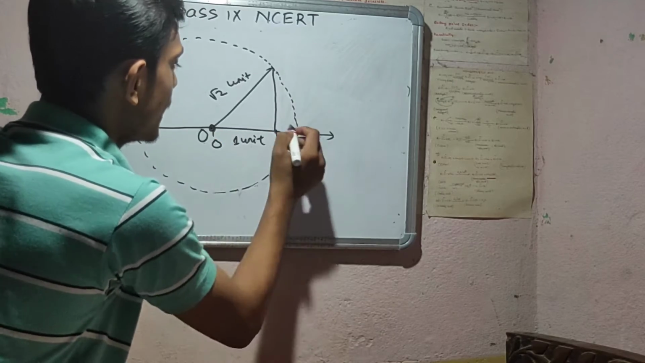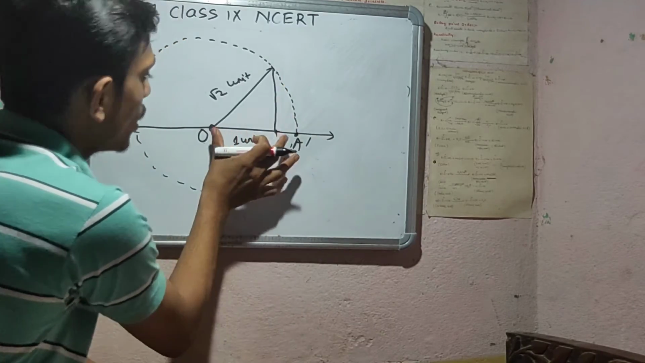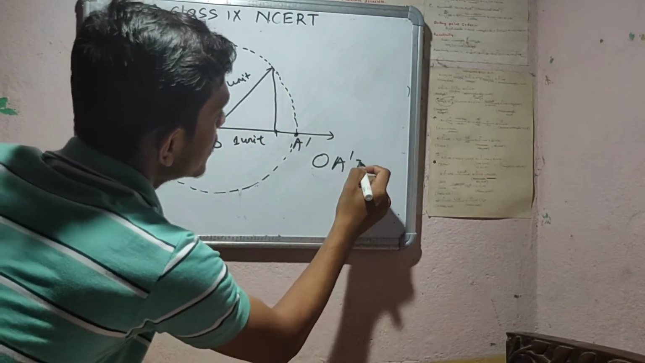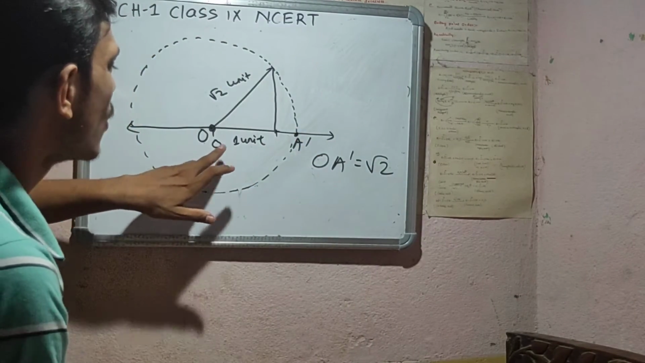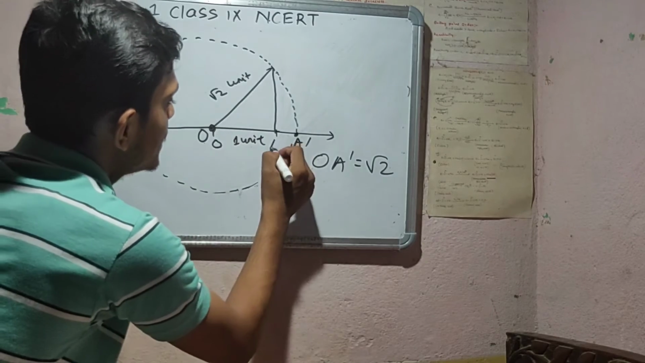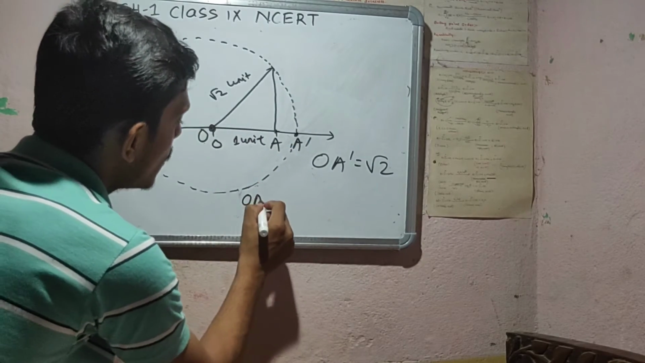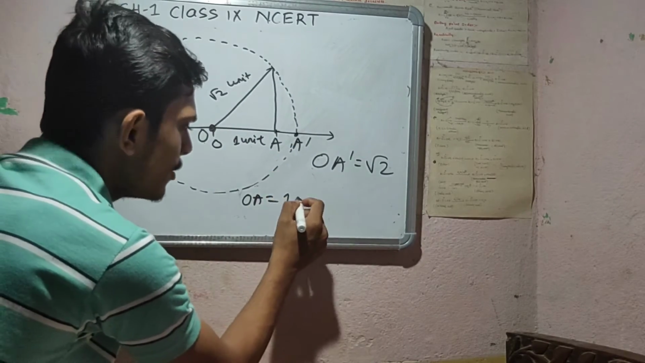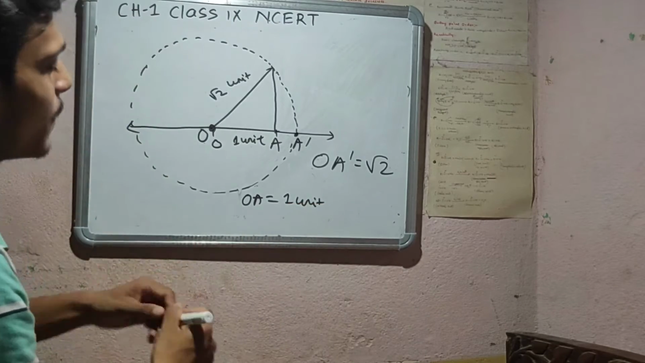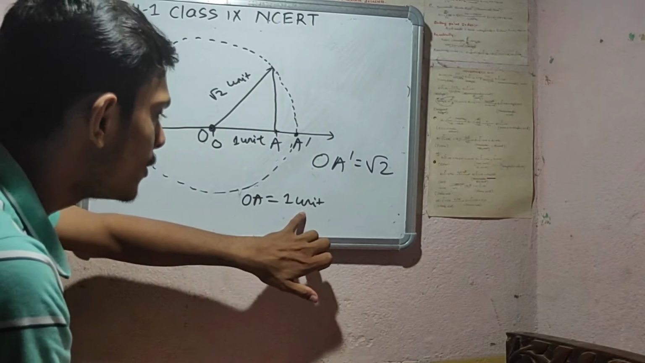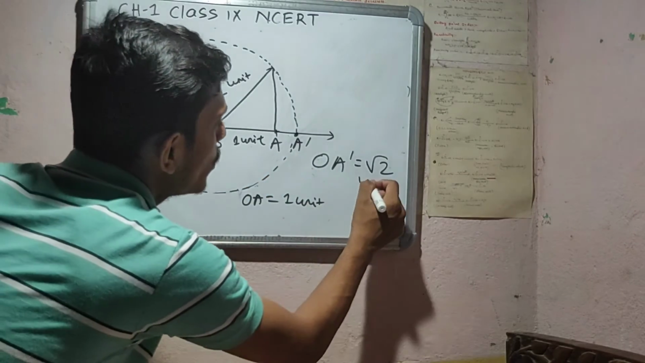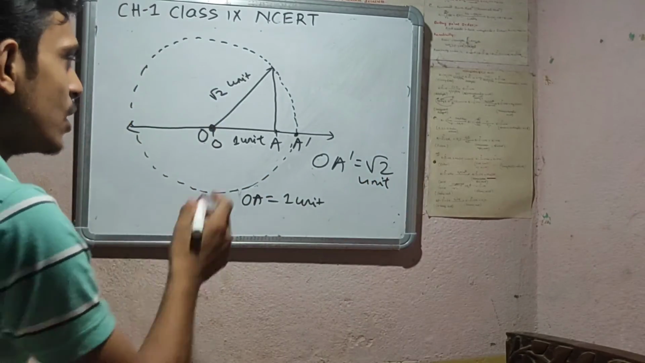Again here draw the line, because OA dash is how much? That is square root of 2. Why? Because this point is root 2 and this is 0. So what is the length? That was OA. So OA equal to how much? That is 1 unit. In the previous, when we represented the square root of 2, we took OA equal to 1 unit. So OA dash is root 2 unit. Clear?